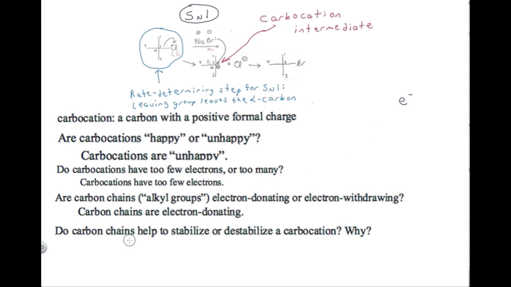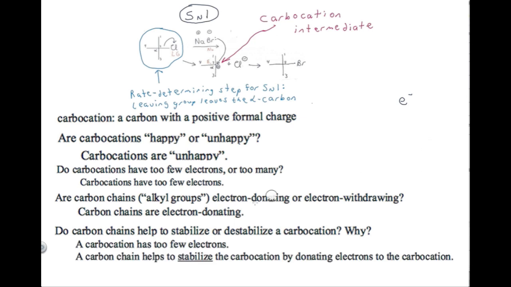Next question. Now this is a question that you can figure out, so pause the video and figure it out. Do carbon chains help to stabilize or destabilize a carbocation, and explain why? Here's the answer. I hope you answered. A carbon chain helps to stabilize a carbocation, but the important thing is to explain why. And we explain by combining these previous ideas. Carbocations have too few electrons, but carbon chains can donate electrons. So a carbon chain helps to stabilize a carbocation by donating electrons to the carbocation.